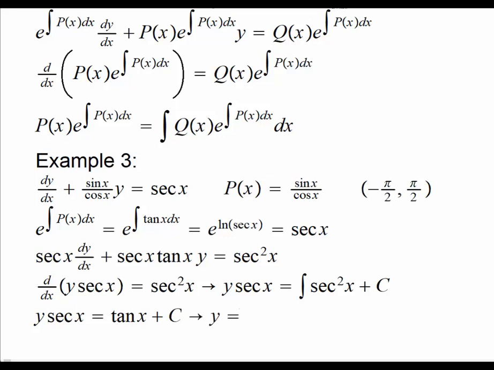So y will be tangent x over secant x plus c over secant x. And how much is tangent x over secant x? That is simply sine x, and this will be c cosine x. So we eventually get this as a general solution. Let me bring it downstairs here. So that's your final solution then.